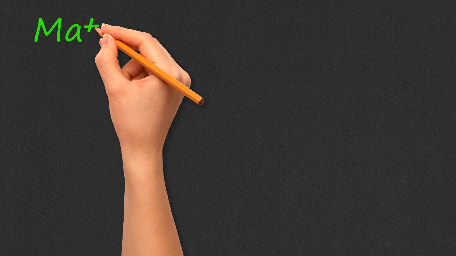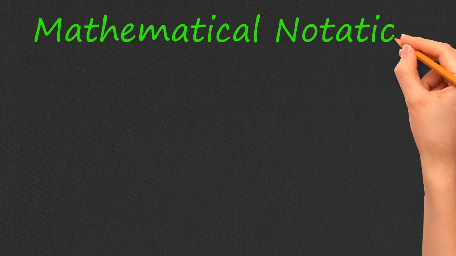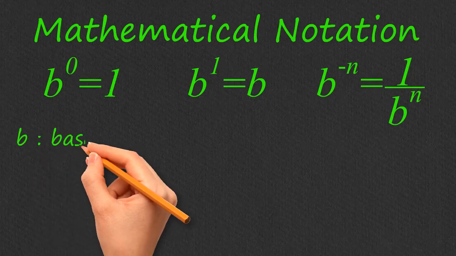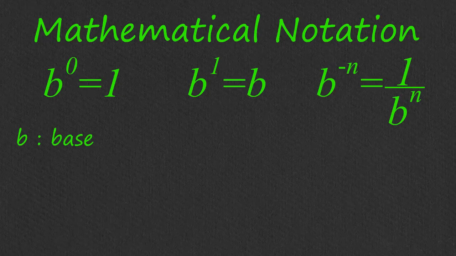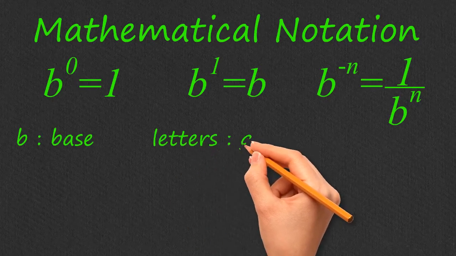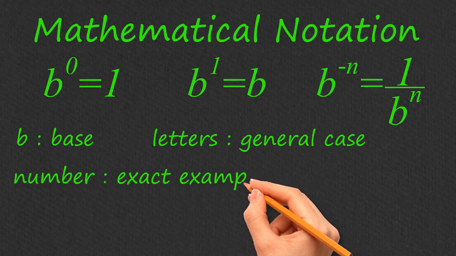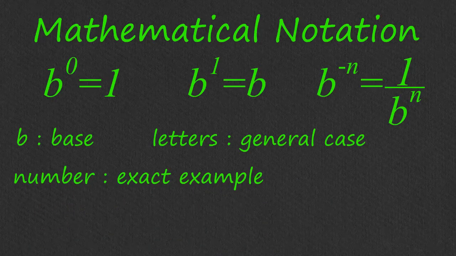Hopefully, you have noticed that I was using some mathematical notation in brackets when I was explaining these special indices. Let us take a closer look at them before we move on. In these notations, I use the letter B to represent the base that can be any number. In mathematics, when we want to emphasize that in a particular case any number can be used, we use letters instead of a number. When using exact numbers, we just show one exact example and are not demonstrating that the concept we discussed is true for any number.